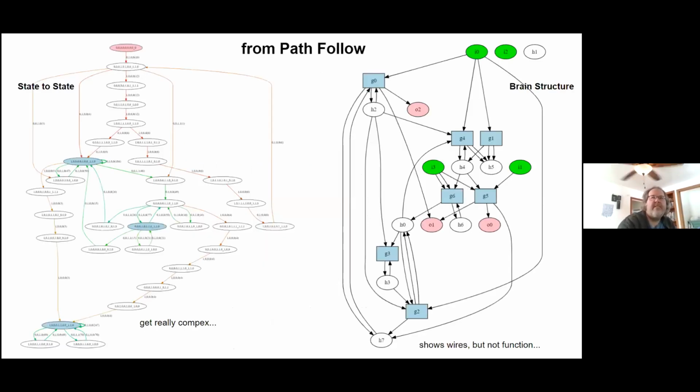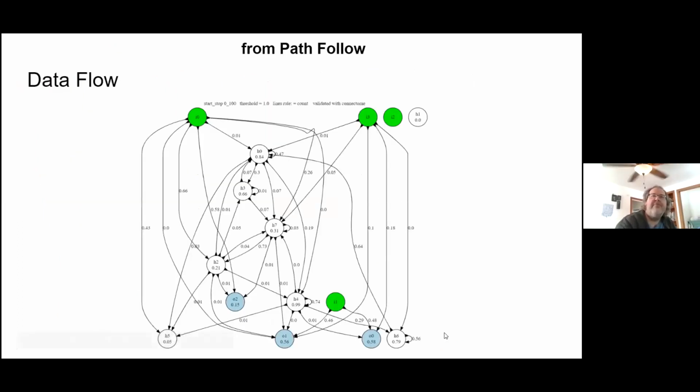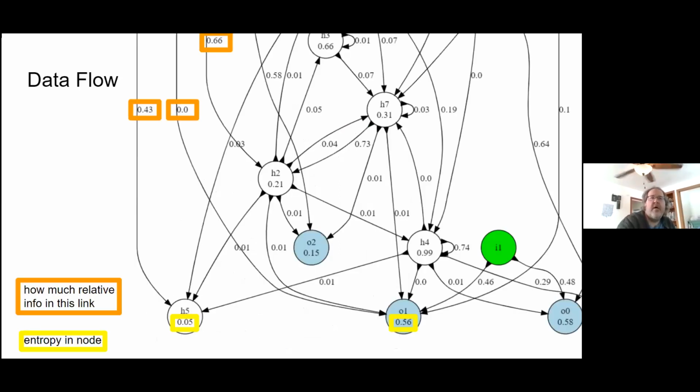So going back to this example I had before, this is on path follow. We see the state to state. It gets really complex. And we look at the brain structure, and it shows the wires, but not the function. So we know where the connections are. We just don't know how it's actually using them. If we look at this, this is the same brain. Now we're looking at the data flow. And okay, it's not super easy, but let me explain how this thing works.